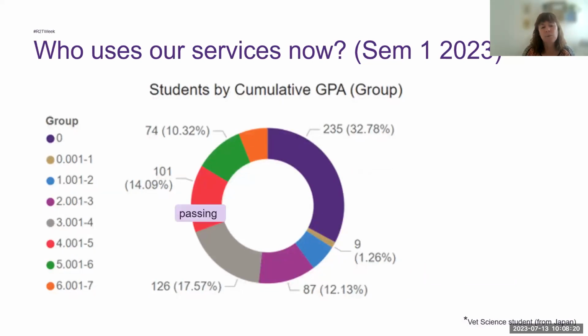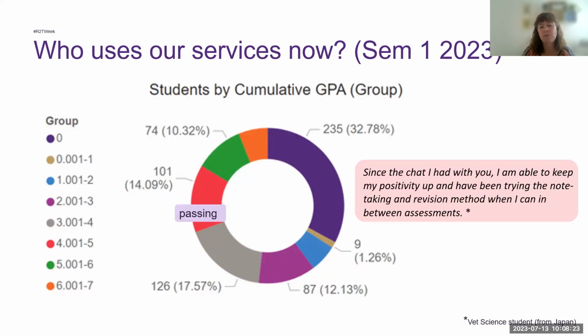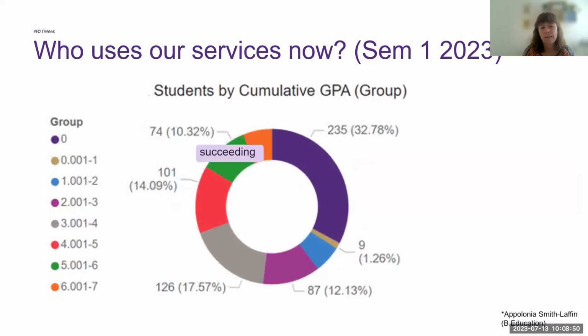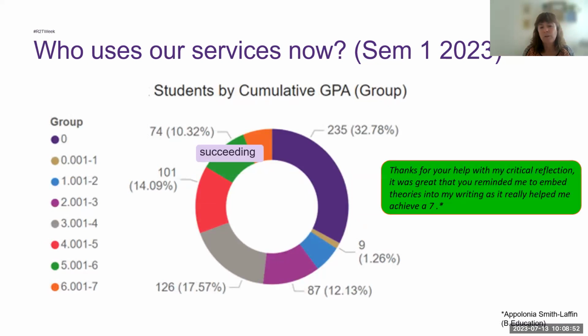The next group is the group who are passing, and here's a comment from a vet science student. We can see here that this student is probably struggling with motivation, and hence the positivity comment, but also that they're taking on board some of the advice and some of the methods and strategies that they've been introduced to in these appointments. And then finally, the succeeding cohort is an example of the kind of things we might see from students.